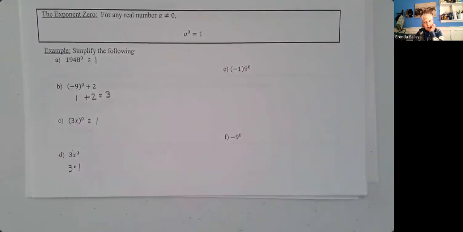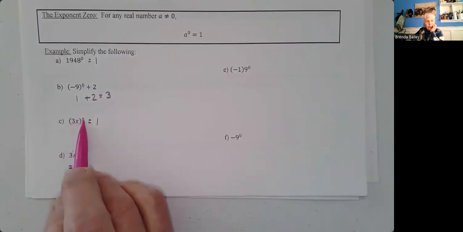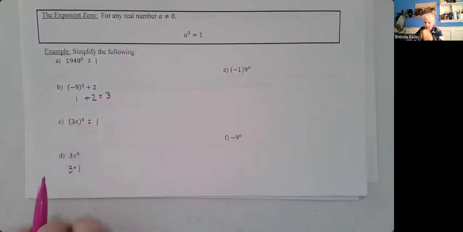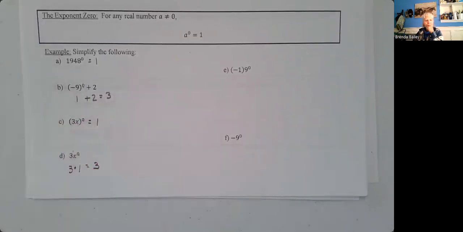So without the parentheses, only the x has a 0 exponent. Without them, only the x. Here in the parentheses, they both have a 0 exponent. So the answer to this one is 3. All right, which is kind of tough. It's something you're going to have to work on and do a lot of examples.